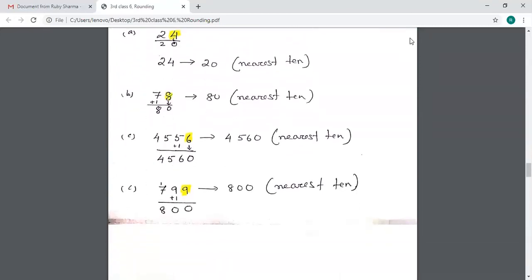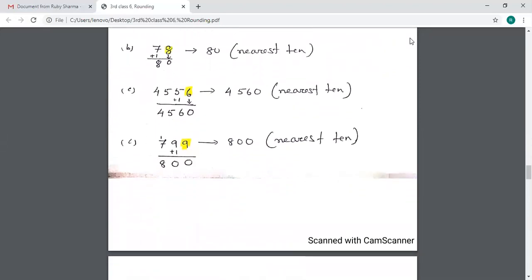Similarly, we have 4,556. If we have to round off to 10, we have to check the ones digit. And the ones digit always will be 0, as you have seen in the number line, isn't it? It is always in groups of tens, multiples of tens. So we write 0 there. And since 6 is greater than 5, we know we have to add 1 to the tens digit. And accordingly, I've added 1. So we get 4,560. Then 799, when we round off to the nearest 10, we get 800.